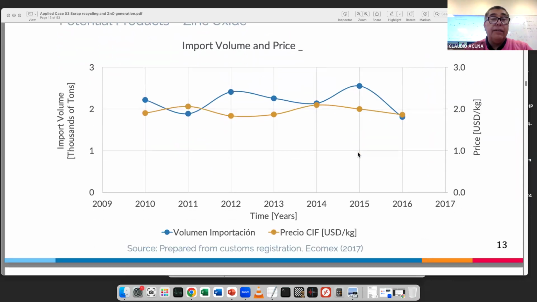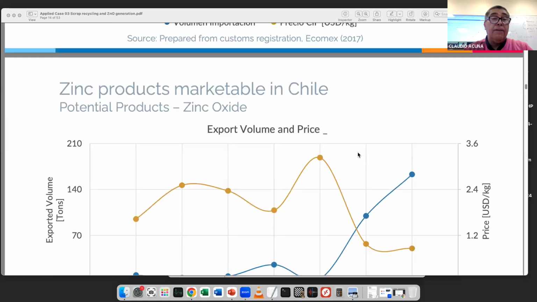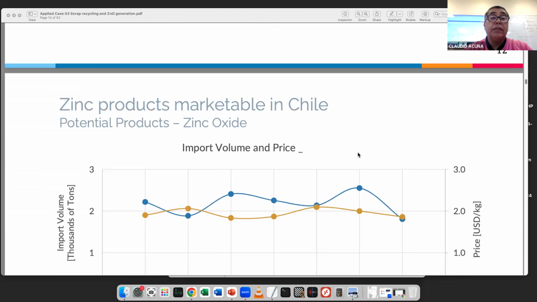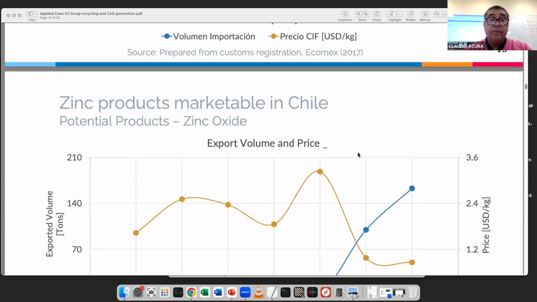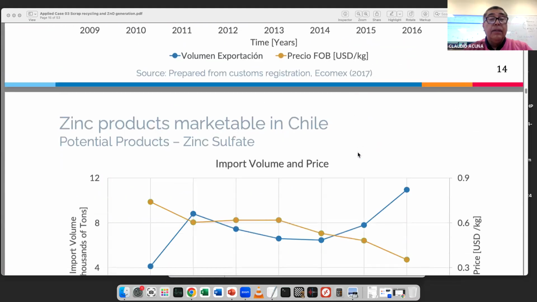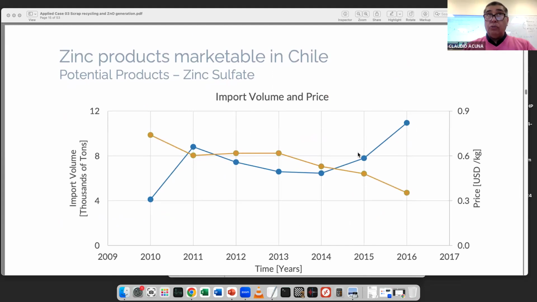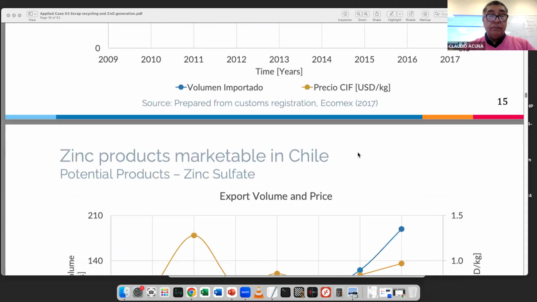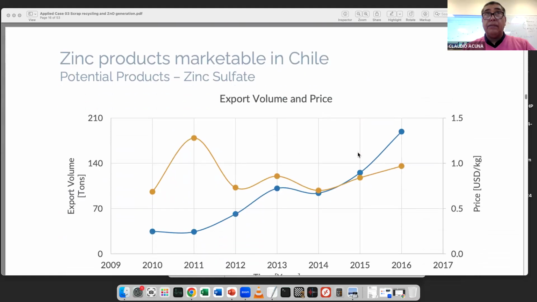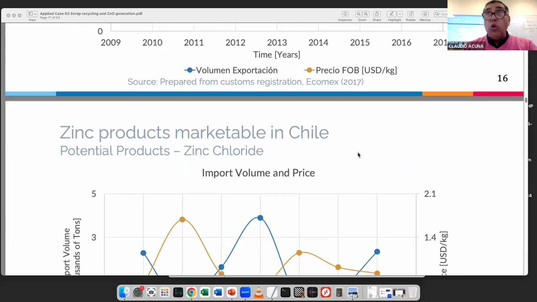Okay, this is zinc oxide. It's 2000. This is marketable potential products. This is import and export, whether we export the material or not, and this is for zinc sulfate, more volume. This is import, so that's good. We're importing. We export very little, very specialized condition, very little export. That will give us the volume.